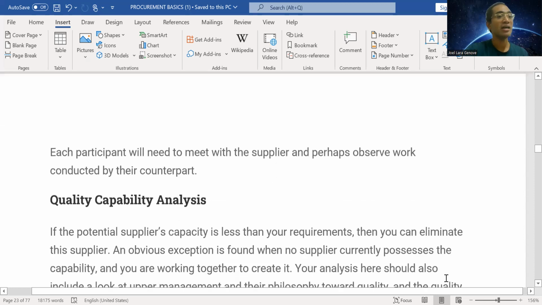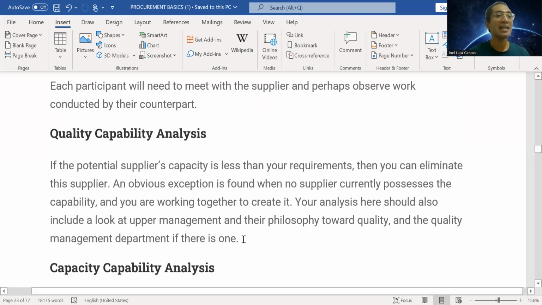Facility visits. Each participant will need to meet the supplier and perhaps observe work conducted at the counterpart. You could do that as well in the procurement department as a procurement manager, officer, or associate. You get to visit their workplace. You get to visit their factory. You get to visit their location just to get the feel of the environment of the place.